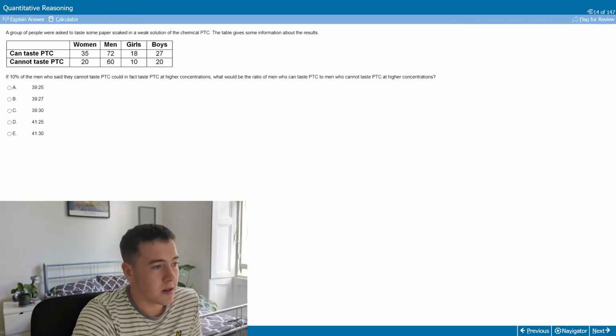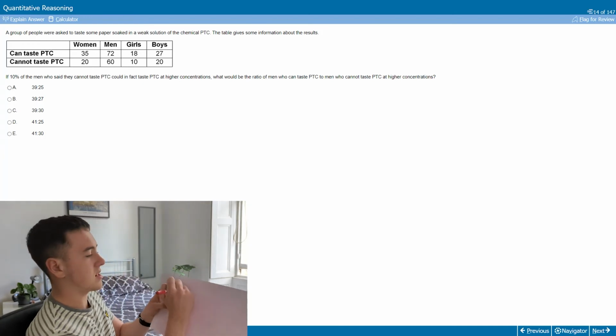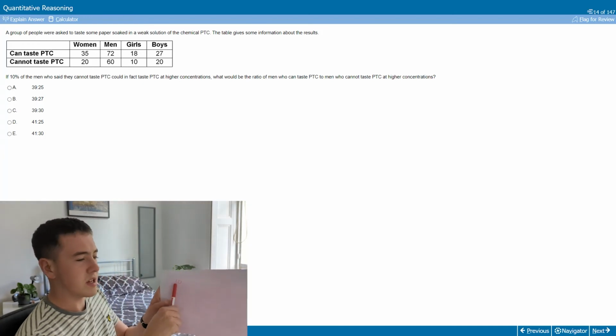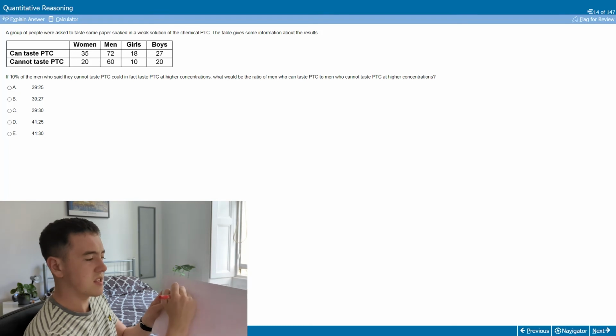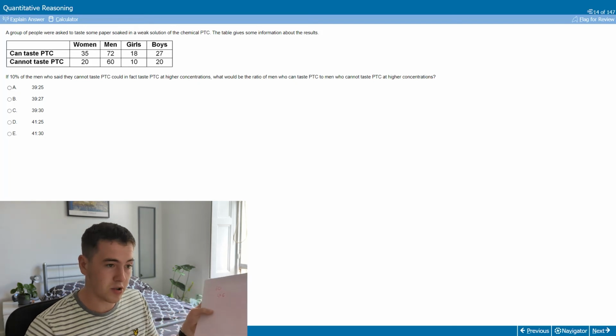If 10% of the men who said they cannot taste PTC, so 10% cannot, so we've got 60 men who said they cannot taste PTC could in fact taste it at higher concentrations. So we've got 60 men who cannot taste PTC. 10% of 60 is obviously 6. So we've got 6 men who can taste it at a higher concentration.